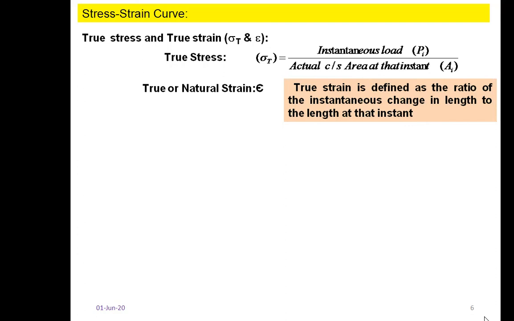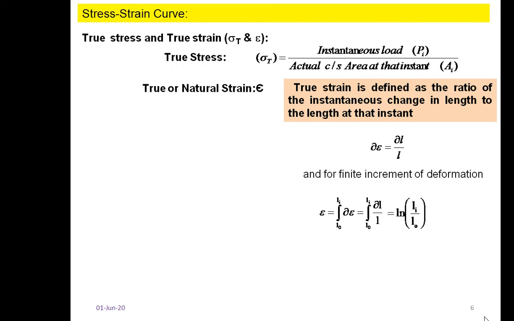at that instant. So d epsilon is nothing but the finite increment of the deformation from original length L0 to Li. So epsilon can be represented as the integration of d epsilon from L0 to Li, that is integration from L0 to Li of dl by L. So you can have log of Li by L0.